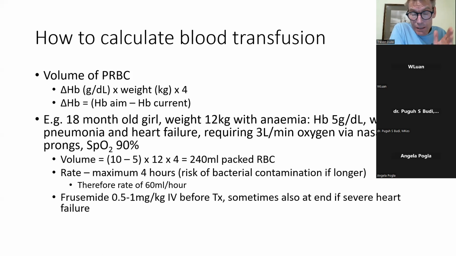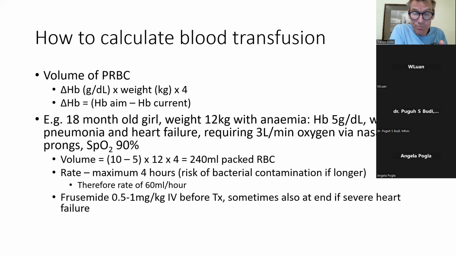And so the maximum time you can transfuse over is 4 hours. And the reason for that is if you hang blood for more than 4 hours, then there's an increasing risk of bacterial contamination of that blood. Because it's been at room temperature, you may get contamination of the blood if it's hung for more than 4 hours. So therefore, with this child, the blood could be given at 60 mils an hour for 4 hours. That would be the way you'd probably transfuse this child. You can give it quicker, of course, too.